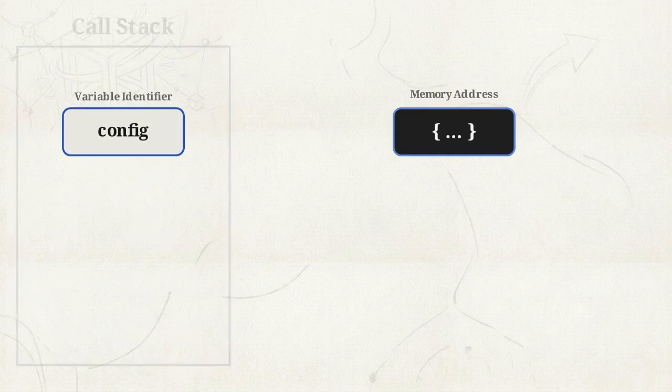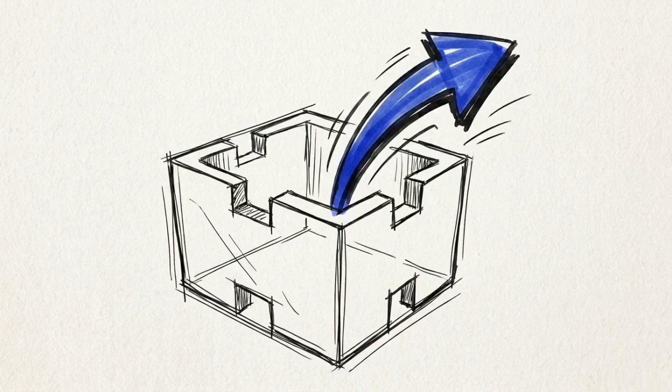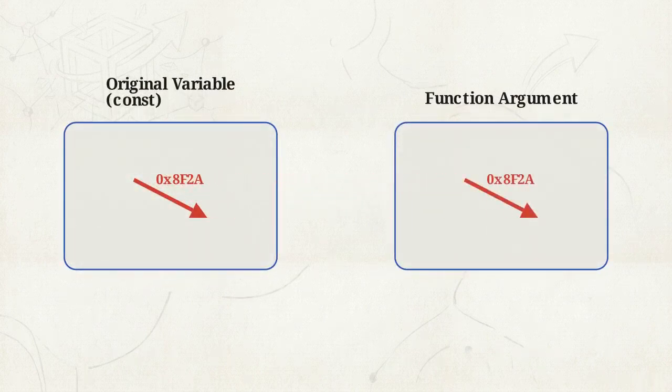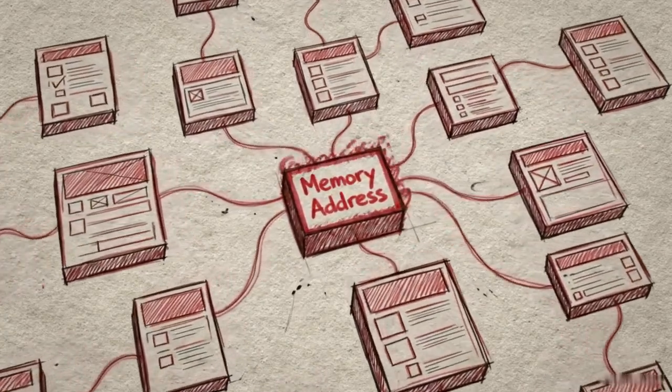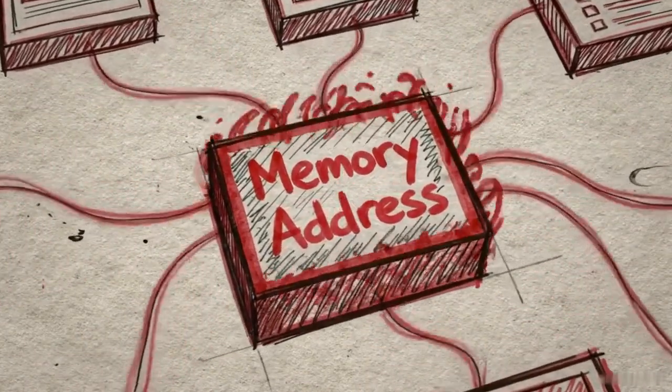To see why this happens, look at the engine's memory architecture. The call stack holds the variable identifier, but the actual object data lives in the memory heap. Assigning an object only stores the memory address pointing to that location. Variables do not actually hold objects, they hold pointers. When you pass that const object into a function, you are passing the pointer. Multiple parts of your application now share the exact same reference, creating the conditions for an unintended state leak.